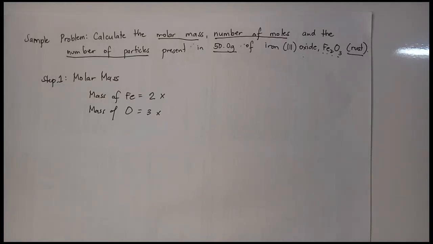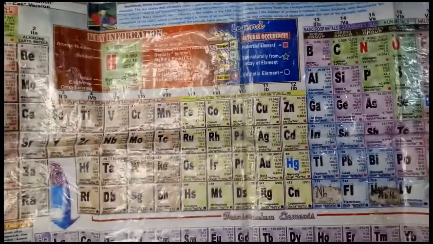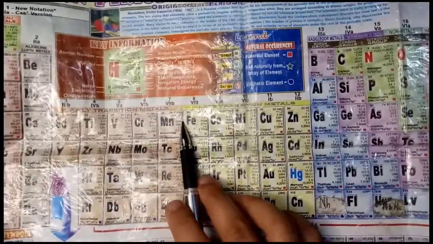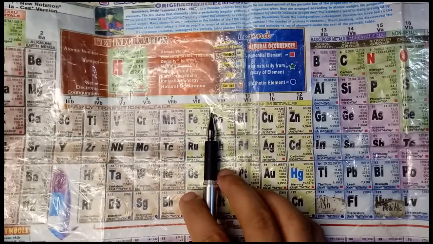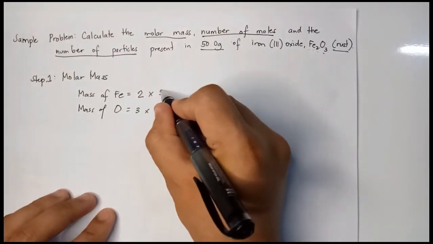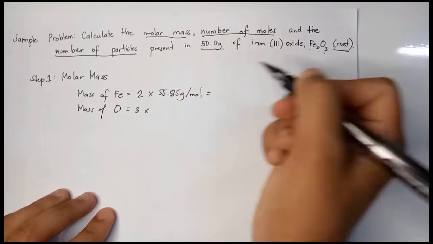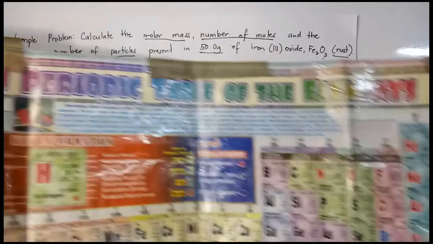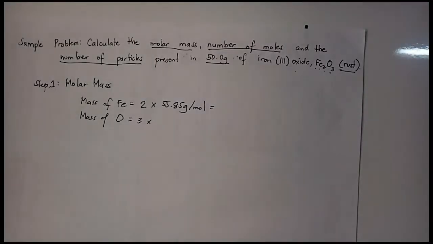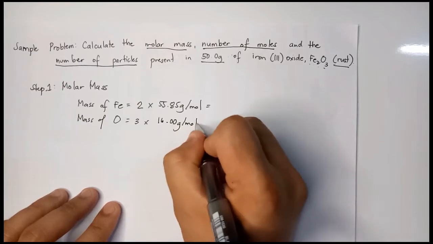ng iron. So, ano yung atomic mass ng iron? Hanapin natin sa periodic table. Ito yung iron. Dito natin makikita, using the periodic table, we have 55.85 gram per mole. Then, si oxygen naman, hanapin natin dito, ito oxygen, meron tayong 16 gram per mole. So, let us compute.